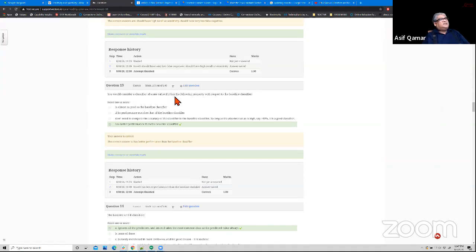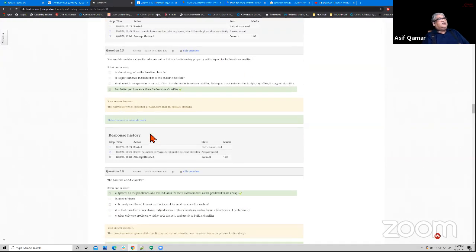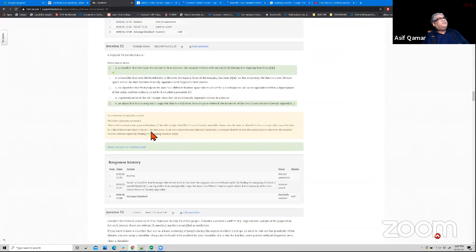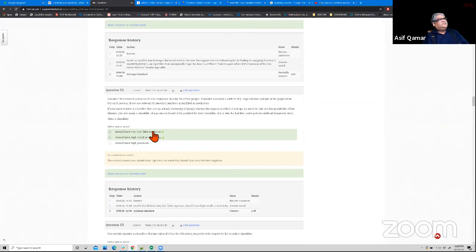You should consider a classifier of some value if it has the following properties with respect to the baseline. Obviously, it must beat the baseline. Right? Now, we missed one question, did we? No. Okay.